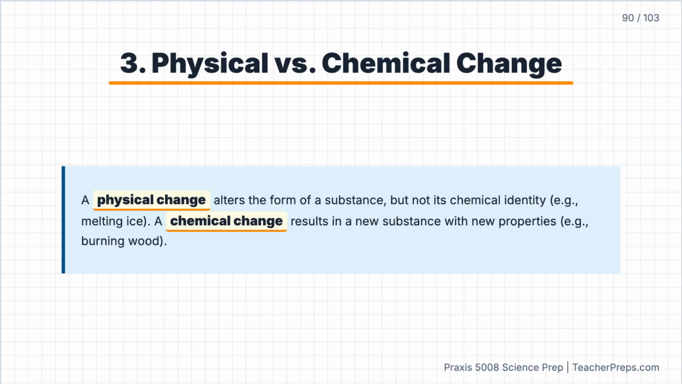Whereas a chemical change would be like burning that paper, and then that burnt paper turns into ash and smoke, and it's just a completely different substance. All right, remember that physical change is often reversible and chemical change irreversible.